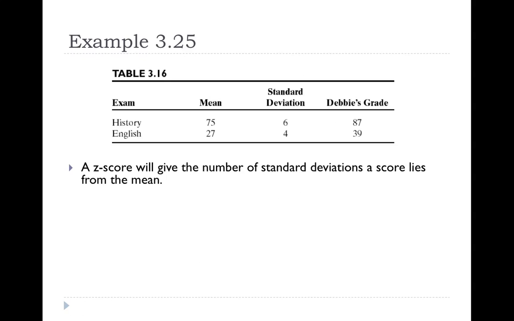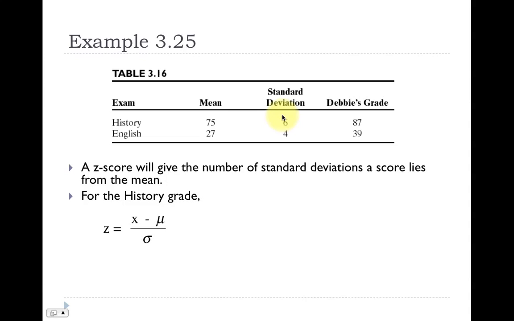Okay, so looking at the data again, the definition of a z-score is the number of standard deviations a score lies away from the mean. So for the history grade, we can use the formula for a z-score, x minus mu over sigma. So the data value is x. The data value is Debbie's grade. Mu is the mean of the class. Sigma is the standard deviation.